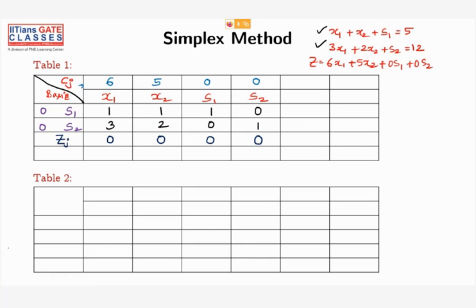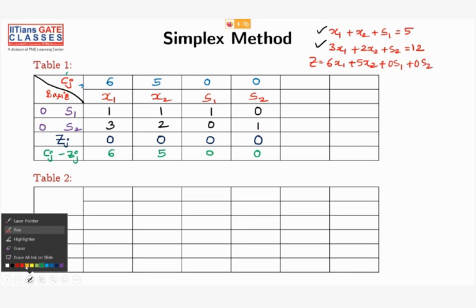And the next table that you have to fill is Cj minus Zj values. Cj is here, and this is Zj. So subtract: 6 minus 0 is 6, 5 minus 0 is 5, 0 minus 0 is 0, 0 minus 0 is 0. Now, after calculating the Cj minus Zj values, I'm going to calculate another value, that is your B.